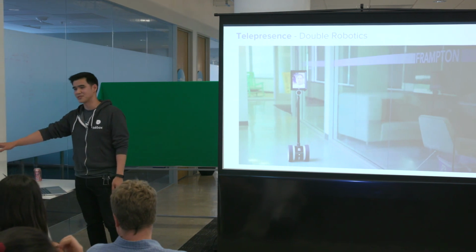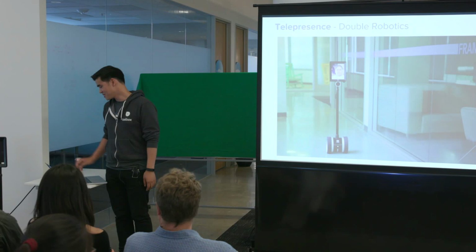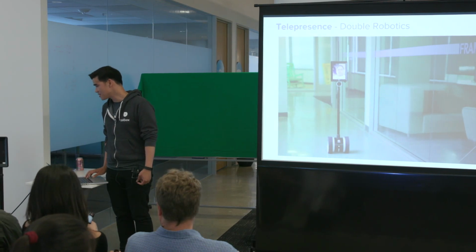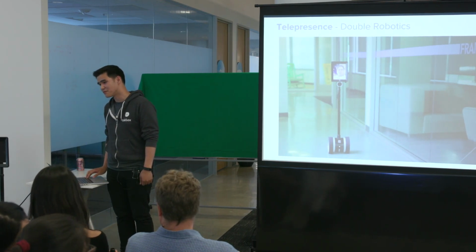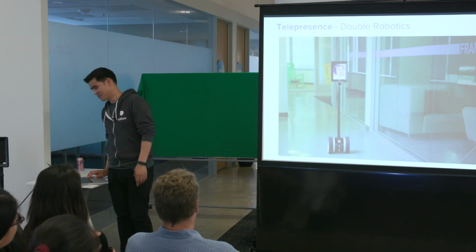It's actually kind of creepy in action, but how much is it? I think this is an older model. I think Double Robotics has newer models, so my information is a little out of date. But if Double Robotics is watching this, this guy wants one.